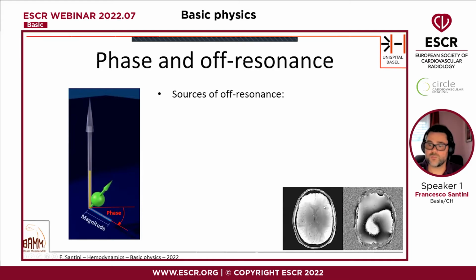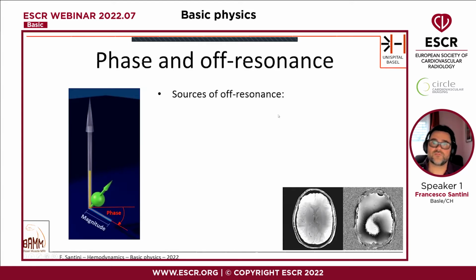Normally in our images, we see the magnitude images, which is the length of this vector, and the length of this vector corresponds to our T2 weighting or T1 weighting or diffusion weighting. But together with this, in any image, we also get our phase image, and the phase image is the plotting of how much this magnetization vector has traveled due to an off resonance.